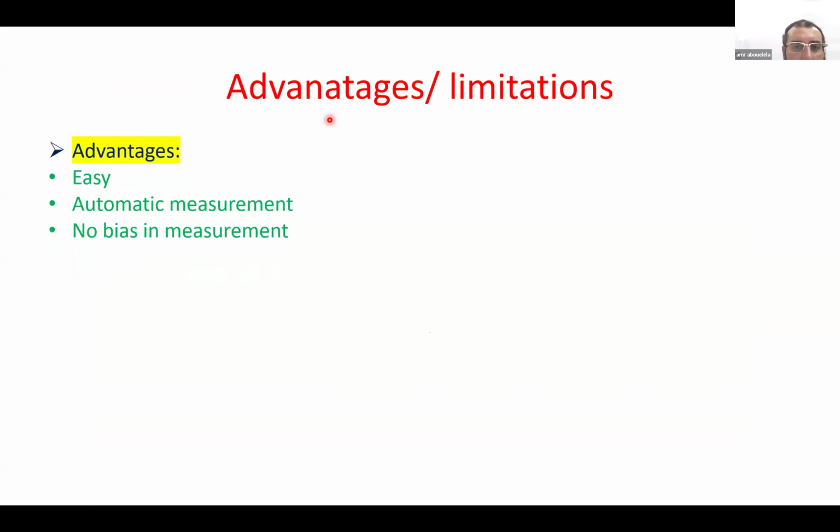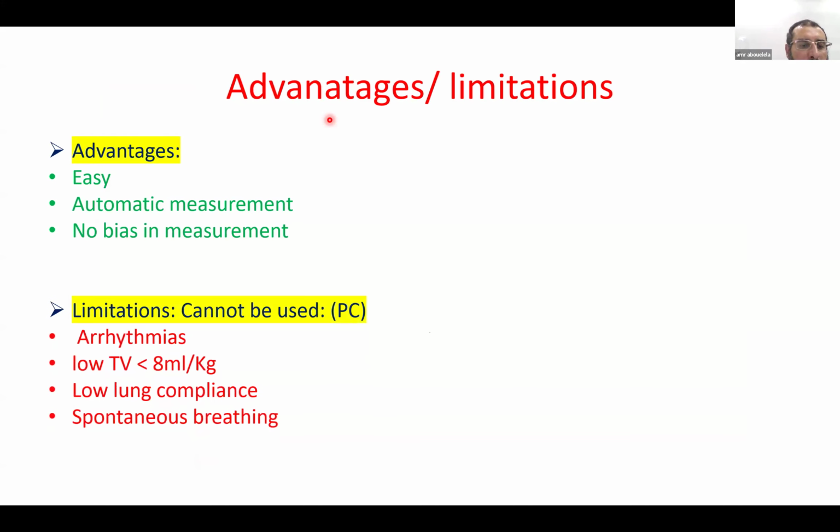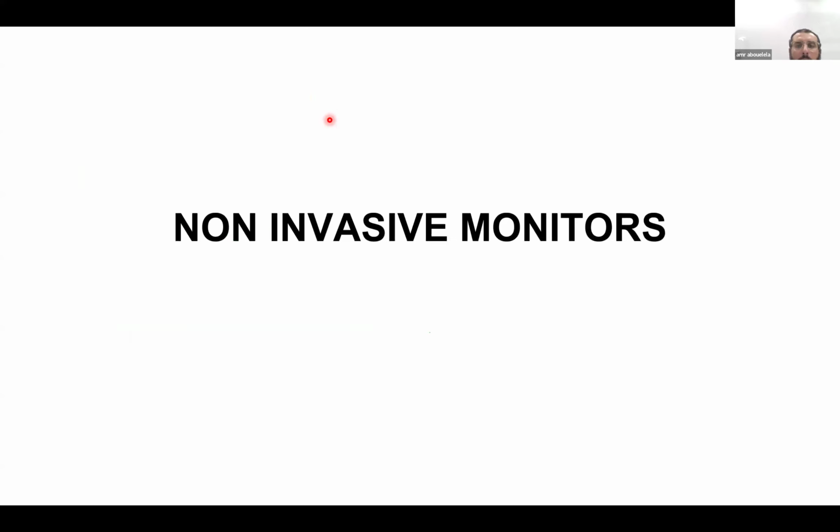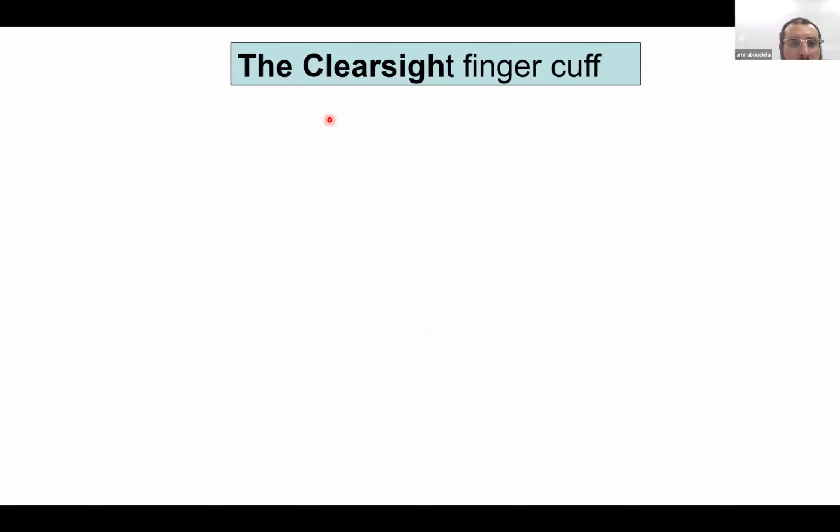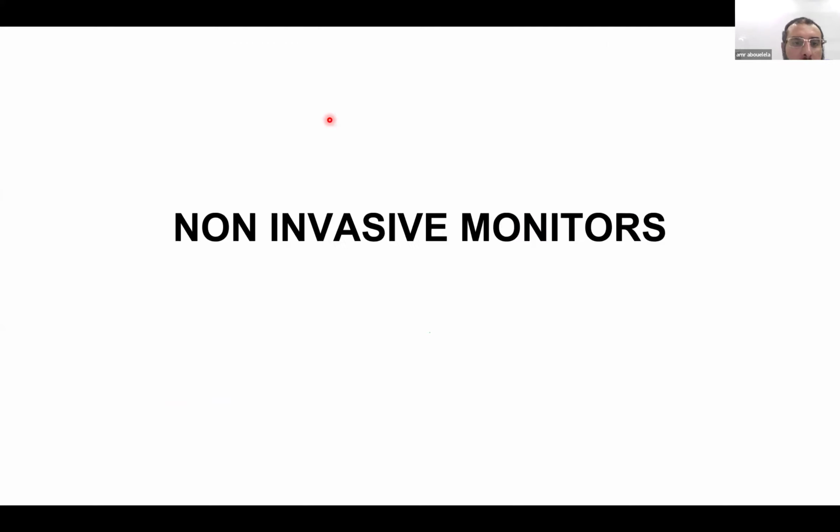So to summarize the advantages of PICO: it's an easy, automatic measurement with no bias. But the limitation, as I mentioned, is that it cannot be used in arrhythmia, with low tidal volume less than 8 ml, with low lung compliance, or with spontaneous breathing, because it depends on the respiratory variation of the stroke volume, and respiratory variation will not manifest without these conditions. Time is running. I will try to go faster because we have a lot to mention.